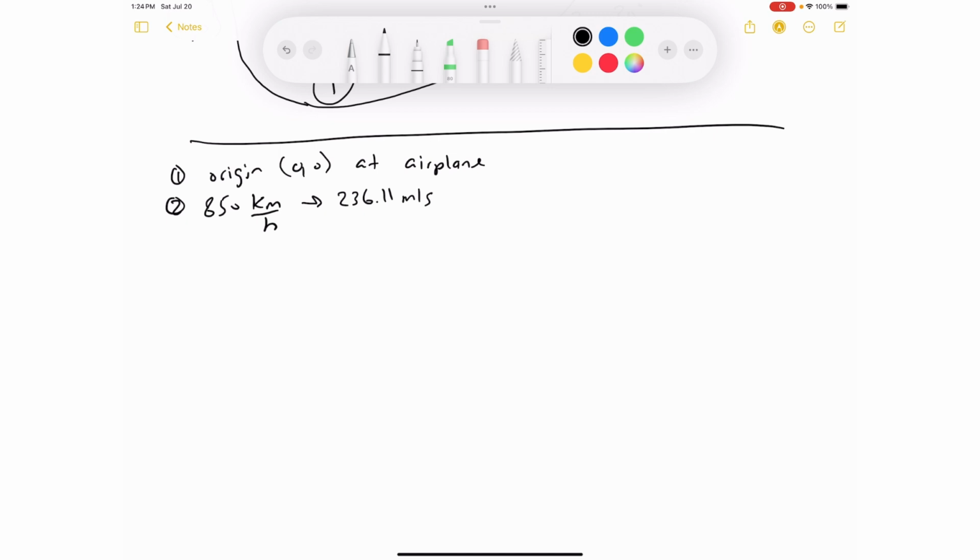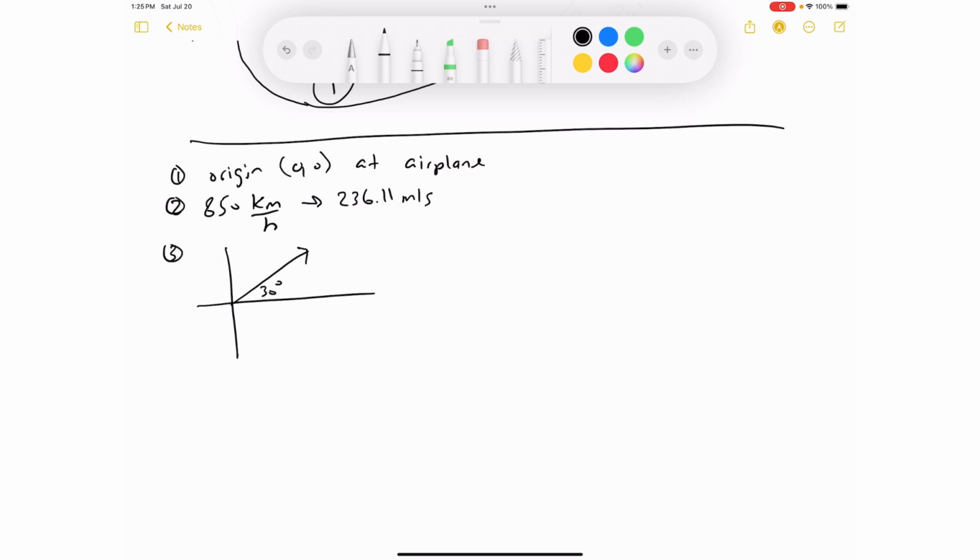The next thing we want to do is consider the combined acceleration of the rocket once it turns on. It's at 30 degrees to the horizontal, so this is 30 degrees.